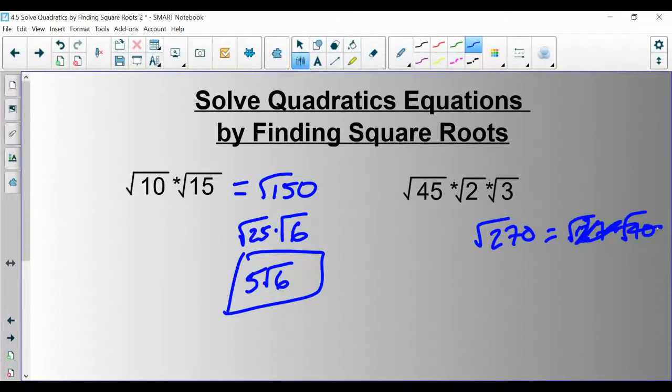Just kidding. I don't like that. 27 isn't one of those numbers, right? It has perfect square factors, but it's not one of those numbers. So let's not do that.